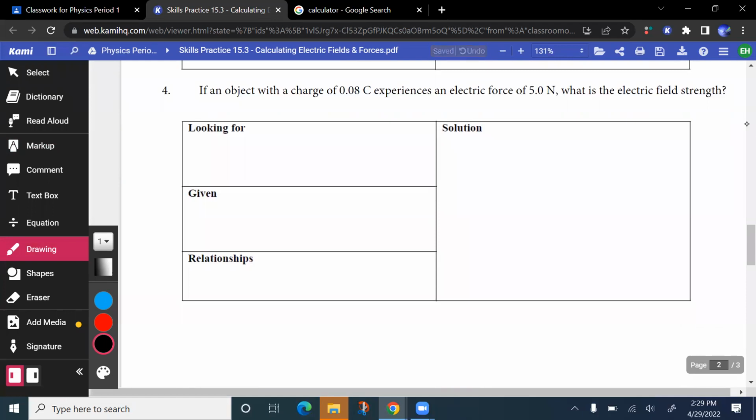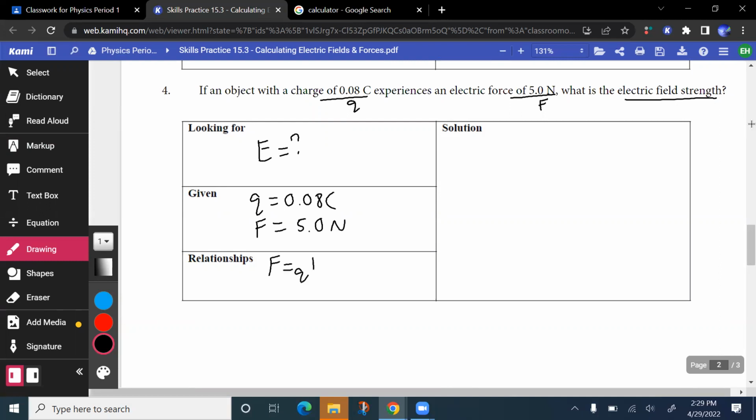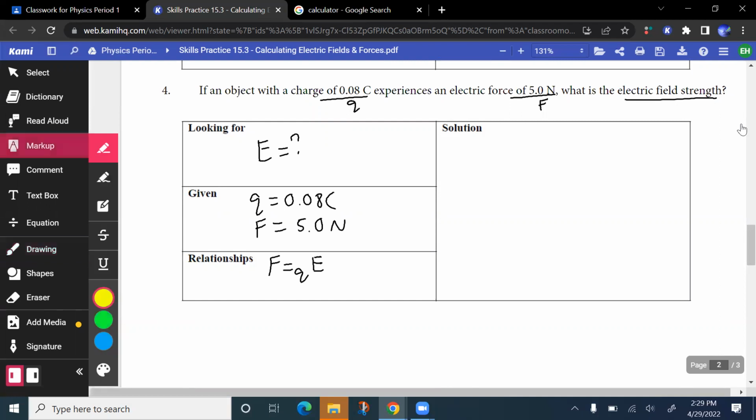Number 4. An object with a charge of 0.08 coulombs experiences an electric force of 5 newtons. What is the electric field strength? This time we're looking for E. You're given a charge of 0.08 coulombs. You're given a force of 5 newtons. You're going to start with the main equation, F equals Q times E. However, you need to remember to isolate this equation for E.